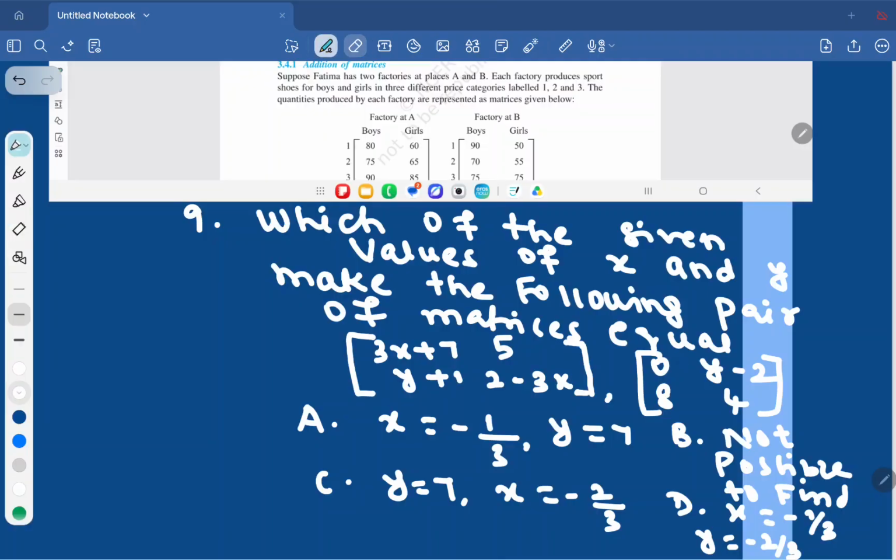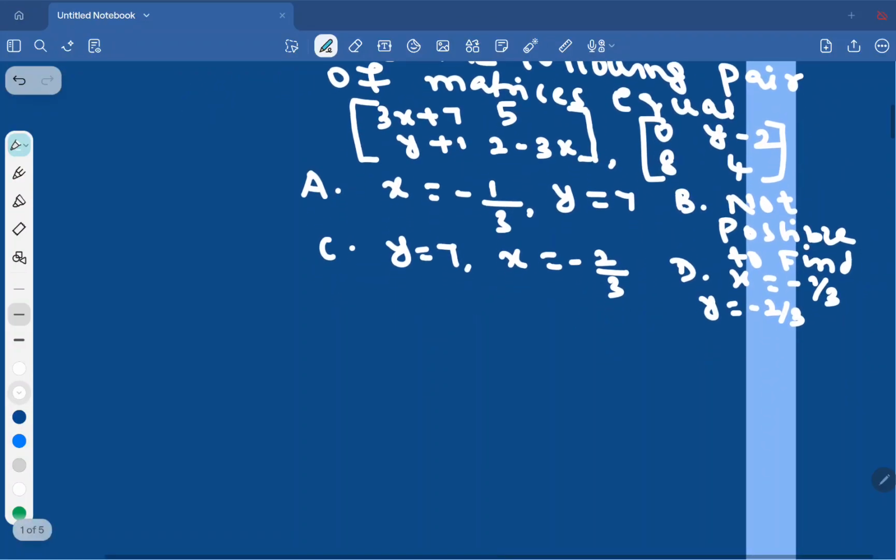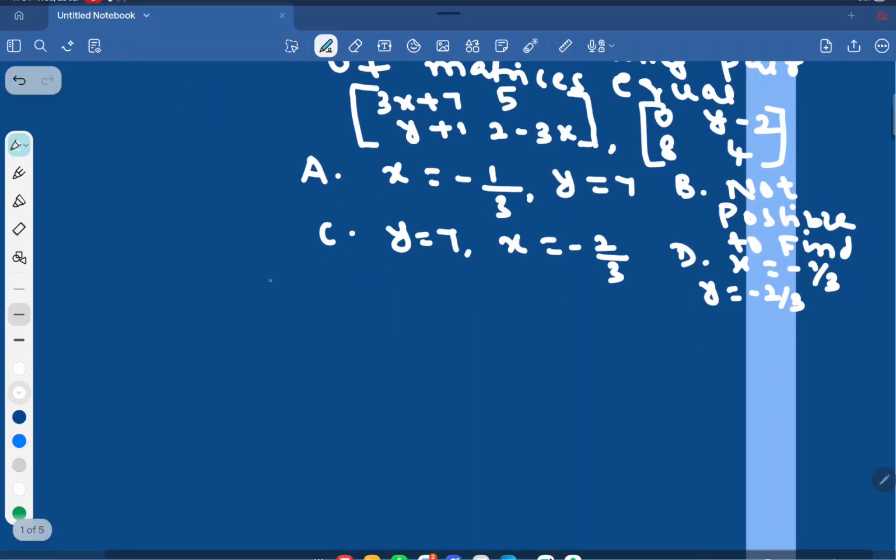Problem 9. Given as, which of the given values of x and y make the following pair of matrices equal. Here two matrices are given. When will both the matrices be equal, for what values of x and y? That's all. We have to find x and y from these two matrices so that these two matrices are equal. Again, by definition of equal matrix, if orders are equal, then the corresponding elements are equal. Solution.